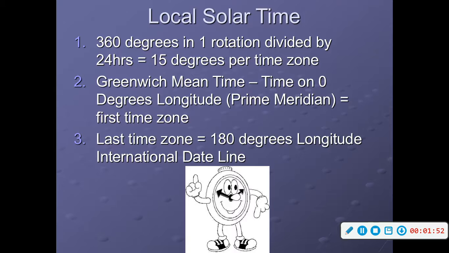Also, the last time zone is actually 180 degrees longitude, known as the International Dateline. They had to pick somewhere on the globe where the date would change first. So once the Earth rotates past that point, the places on the other side of that line will end up being in the next day. And on the other side, they actually take the longest time to get to the end of the day.